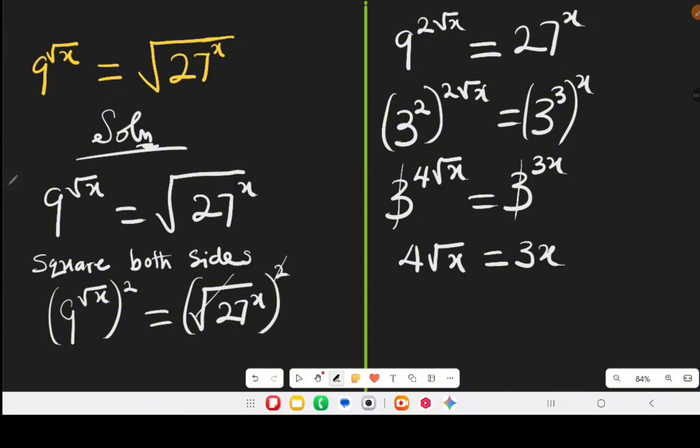Now we have x on both sides. What we do, we move all the terms to one side of the equal sign. Then if we do that, we are going to have 4 root x minus 3x equal to 0. At this point, we factorize.